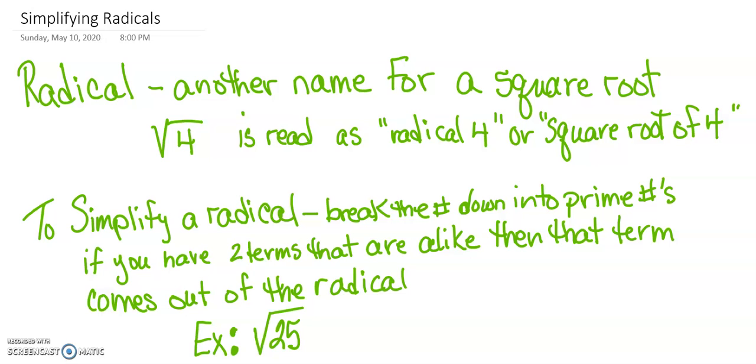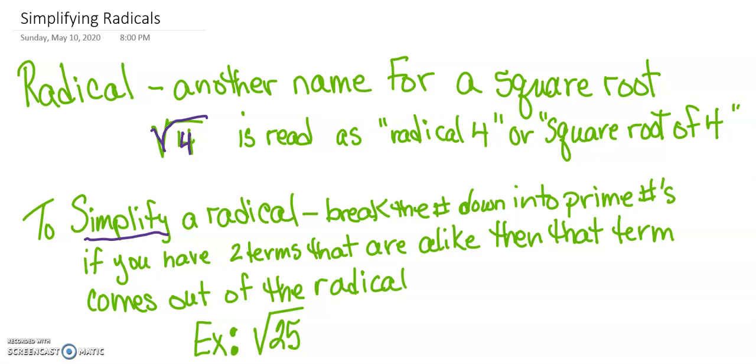Today we're going to look at simplifying radicals. A radical is just another name for a square root. The square root of 4 is sometimes read as "radical 4." And we're going to look at simplifying these radicals.